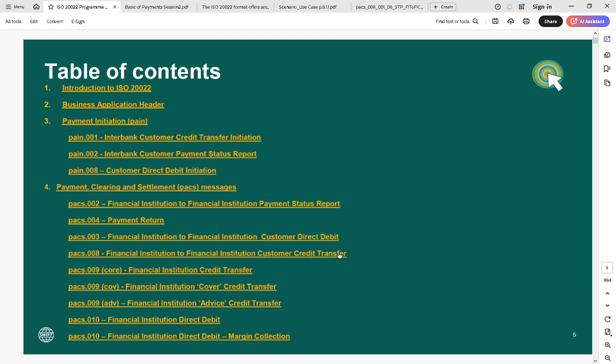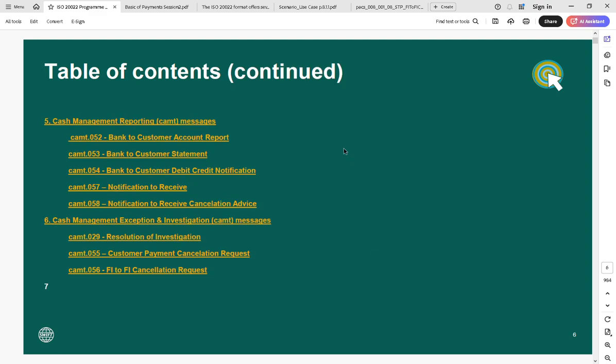Then the widely used message is the PAX 008 message, the financial institution customer credit transfer, customer to customer. Then the three messages of core, cover and advice of PAX 009, which is between two banks. We are going to study these messages. Then the PAX 010 message, which is the direct debit message. Then your reporting messages: at the end, when the payment is settled, you have to send some report. These messages are equivalent to MT900, MT910, MT940 and MT950, which are customer statement messages. Those also we are going to study in detail.